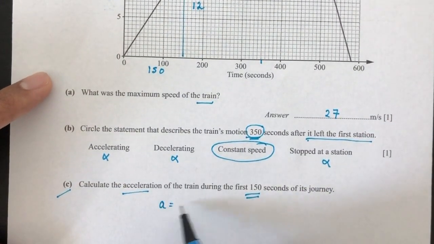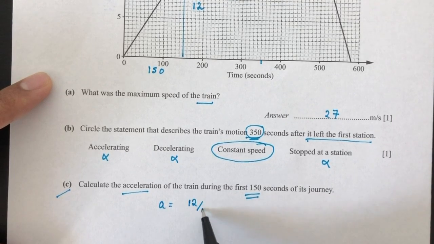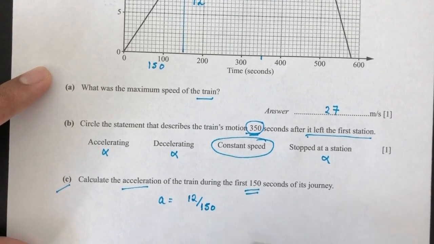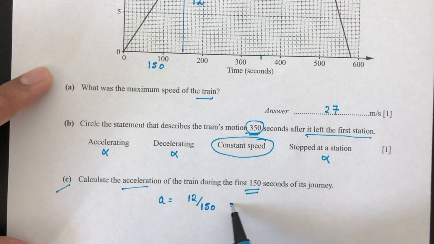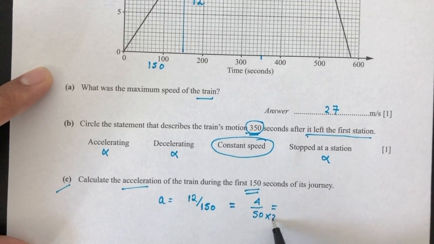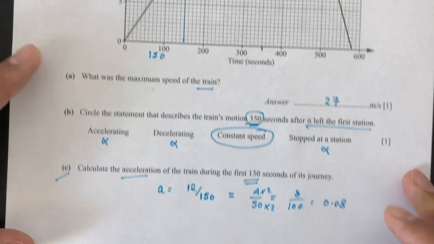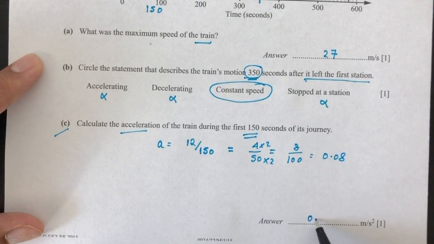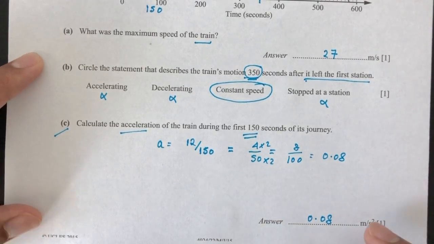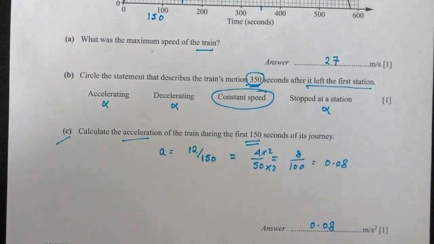So to find the gradient of this triangle, acceleration is 12 over 150. You can divide by 3 and you will have 4 over 50, and then if you want to, you can times by 2, that will be 8 over 100, which is 0.08. That will be the acceleration of that train for the first 150 seconds.